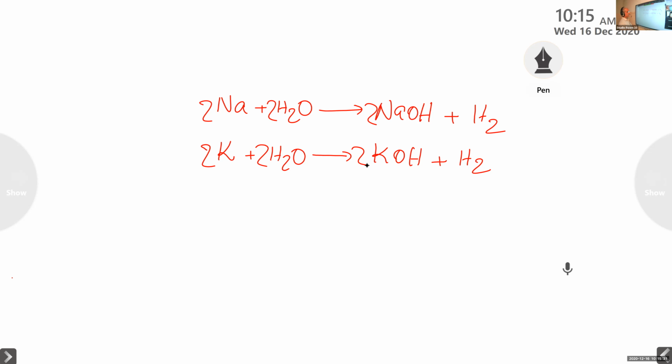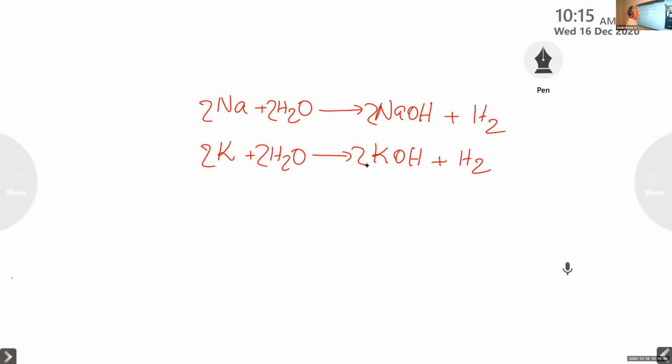Sodium reacts vigorously, violently with water with the formation of hydrogen gas and sodium hydroxide. Similarly, potassium also reacts with water vigorously. A violent reaction takes place.